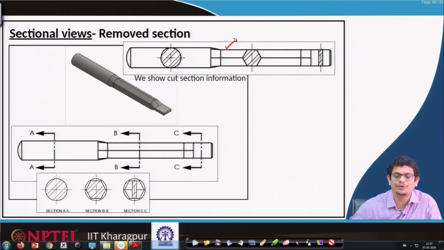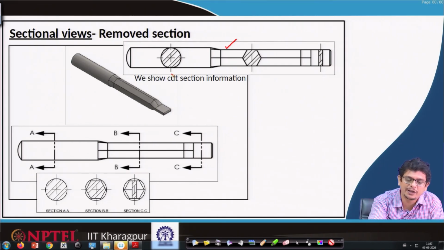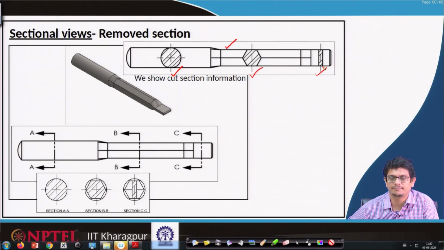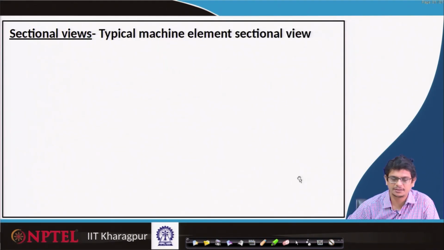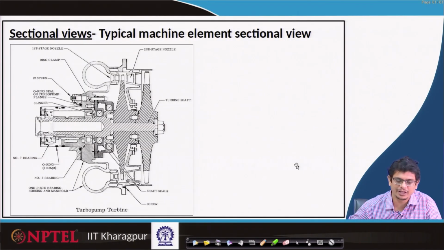So, the advantage of this removed section is that on one side we will be in a position to see the complete machine element, and also the respective sectional views we can see. So, using all these sectional representations, if there is a drawing of a typical machine element, how does it look? One example we are going to see.